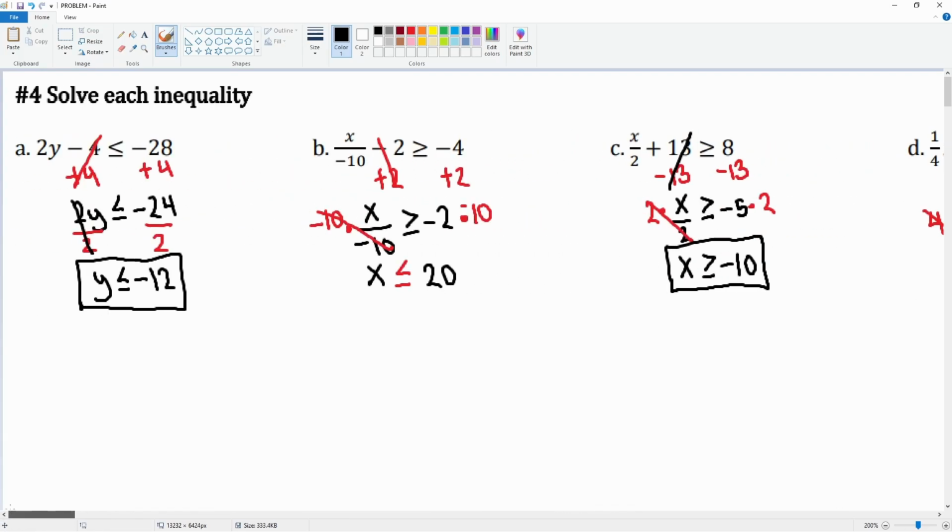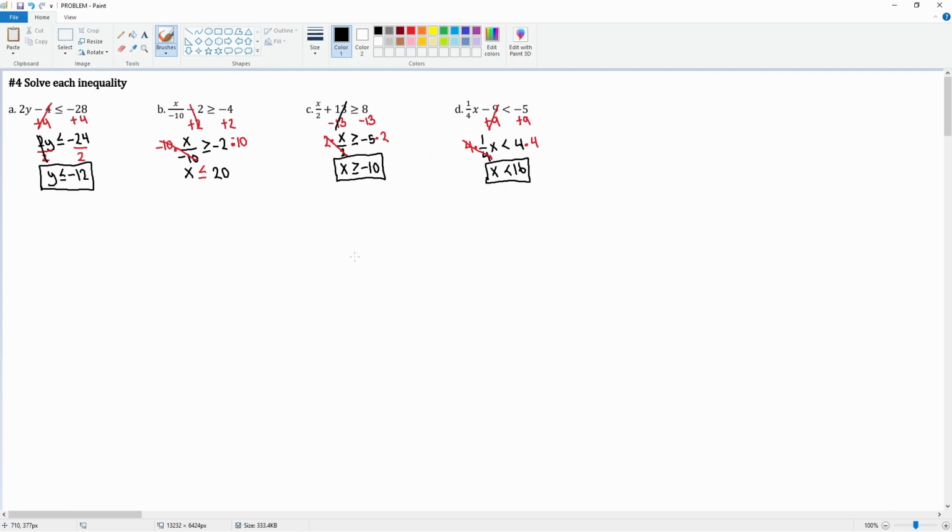Notice in all these problems we were solving, these are all two-step problems. The only one that you flipped the inequality was B, because you multiplied by a negative value.